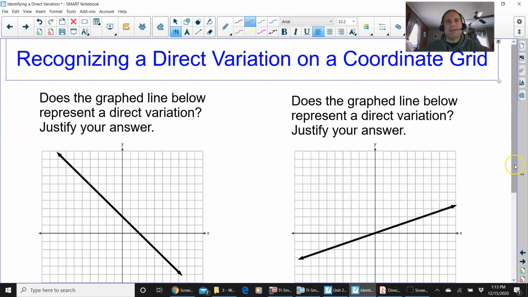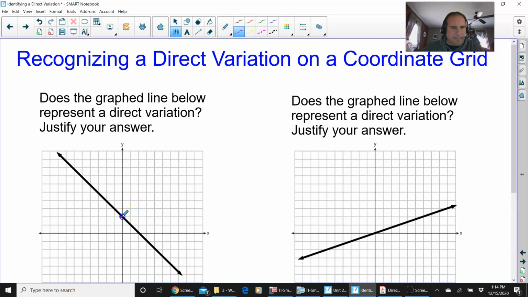Recognizing a direct variation on a coordinate grid. Does the graph below represent a direct variation? Well, let me see. This is the first thing that you do. Let's identify the y-intercept. The y-intercept is where the line crosses the y-axis. Here's the y-axis. That's where it crosses the y-axis. And this is 0, 0, 1, 2. So the y-intercept is 0, 2. The y-intercept is 2. So this is not a direct variation. I'm going to put not a direct variation.